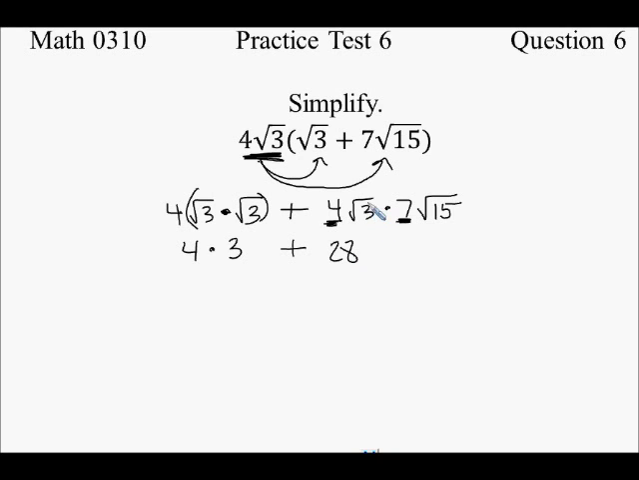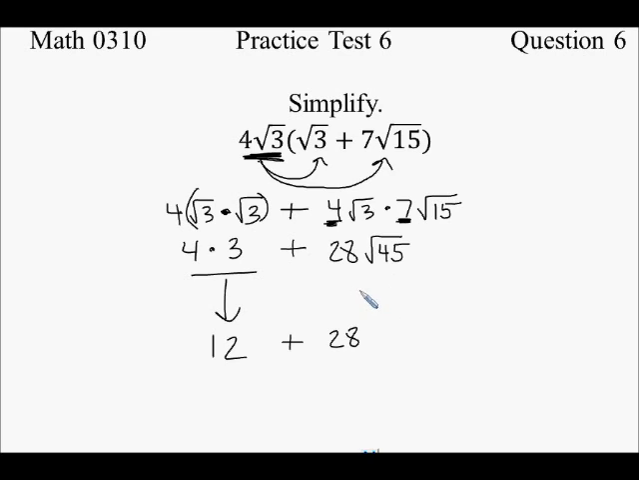Then square root 3 times square root 15, our product rule tells us we can multiply these numbers, and that gives us the square root of 45. So we have 4 times 3 plus 28 times square root 45. Obviously 4 times 3 gives us 12, and then we have plus 28 square root 45.